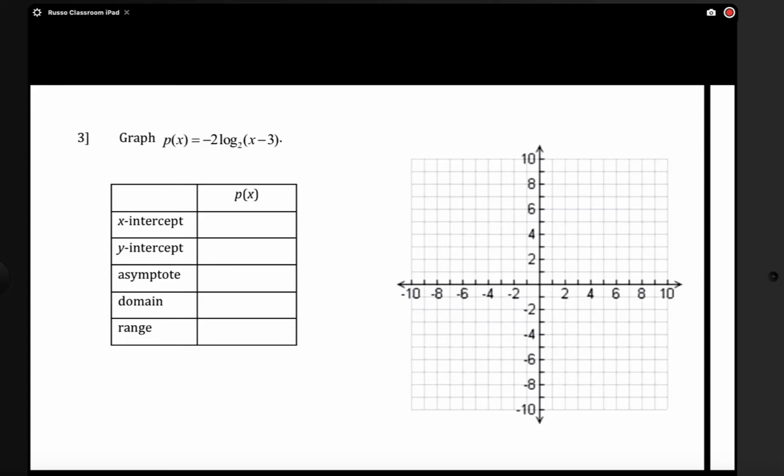All right, as promised, here are a couple of examples of graphing logs to finish up our lesson from today. So I'm going to choose to do number 3 and number 5.